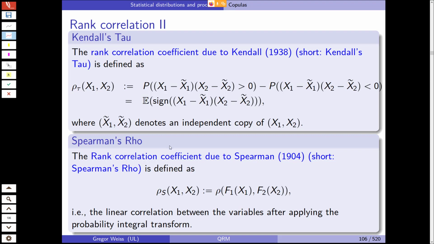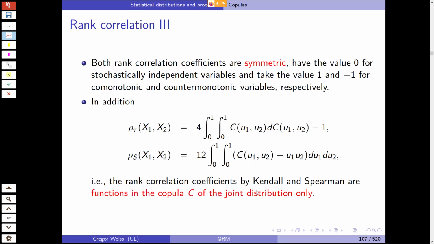Slightly different is Spearman's rho, which is also a rank correlation, defined as the linear correlation between the variables after applying the probability integral transformation, which we've already seen. So inserting F1 and F2, the distributions of x1 and x2, that's Spearman's rho. Both rank correlation coefficients are symmetric. They have the value 0 for stochastically independent variables, and they take on the values 1 and minus 1, now not for perfect linear correlation, but for comonotonic and counter-monotonic variables.